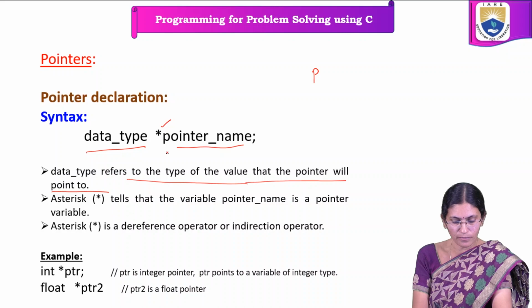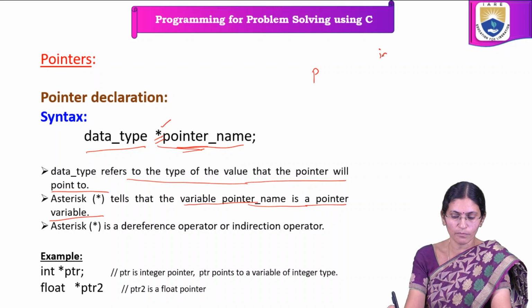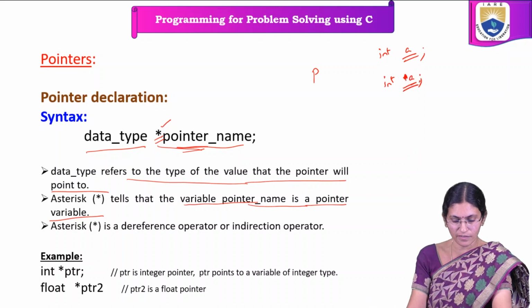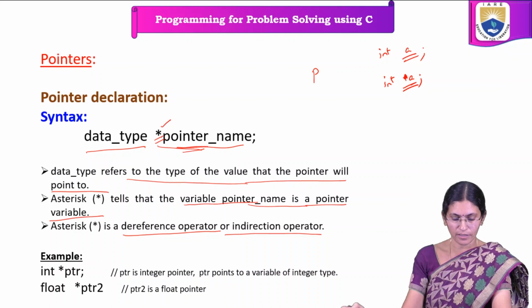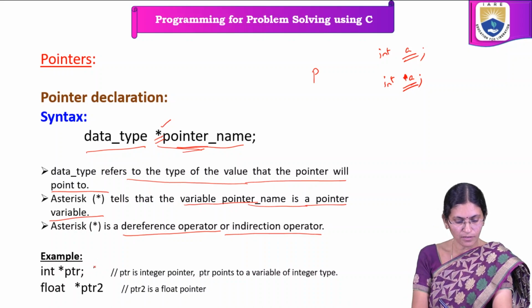The variable name is preceded by the asterisk symbol. So this tells that the variable pointer name is a pointer variable. A general or simple variable we declare in this way. If we want to declare a pointer variable, then we need to use the asterisk symbol. This is also called the dereference operator, indirection operator or value of operator. For example, this is how we can declare a pointer.